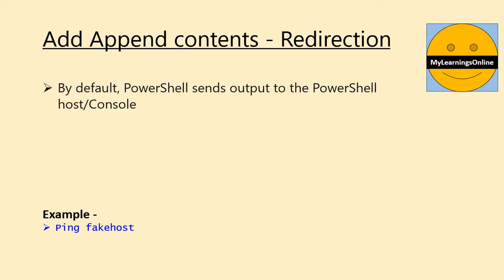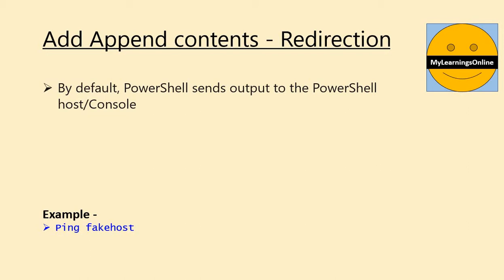Hello friends, by default, PowerShell sends output of a command to the PowerShell host or console. Means if we run any command, we will get its output on console only, and we can refer to this output as long as our console window is open. Once our console window is closed, we cannot refer to the output anymore for that particular command.